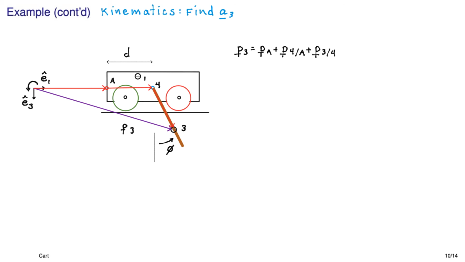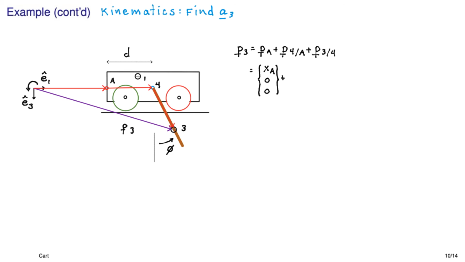We know that P3, the absolute position vector of the center of mass of the rod, is just PA plus P4 relative to A plus P3 relative to 4. So we've taken a rather complicated task, finding the absolute position vector of P3, and broken it down into a few simpler things. Really what we're trying to do is get that acceleration, P3 double dot, written in terms of the variables that describe the motion of this system. Those variables are XA and phi. And that's what we're going to do.